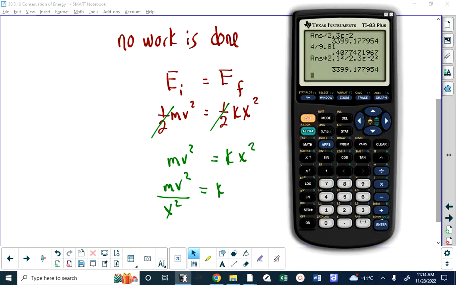And anytime you're dealing with trying to find a spring constant, if there's energy involved, this is the way to go. To think of it not as the spring doing work, but to think of the spring getting energy.